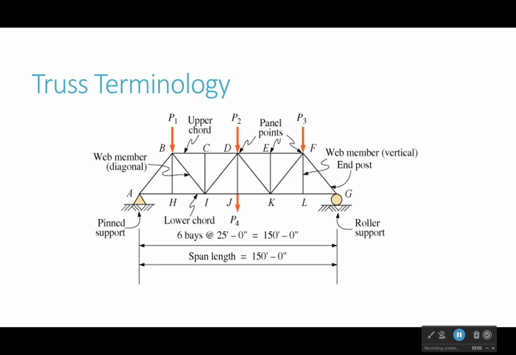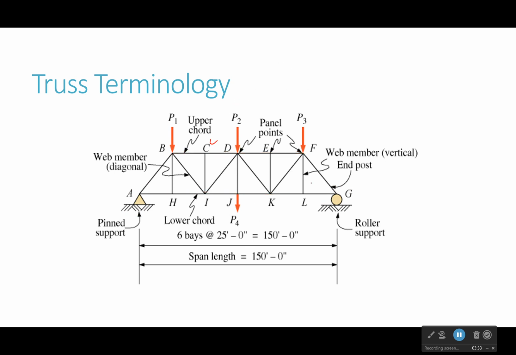Okay, so let's talk about some truss terminology. If we look at our truss, we see that we have the triangle and the circle. You've seen those before, and you're going to see them a lot again. And those are consistent. If you see a triangle in a picture, it is a pinned support. If you see a circle, it is a roller support. We then have the upper chord, which is this top line, and the lower chord, which is this bottom line.